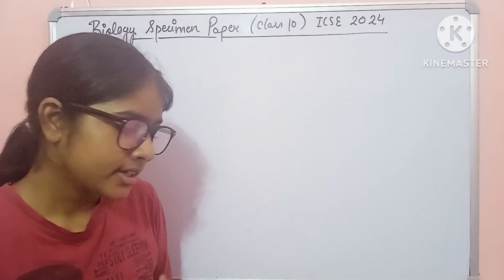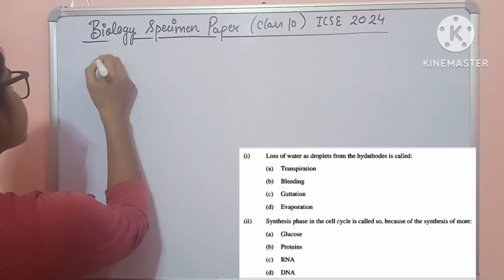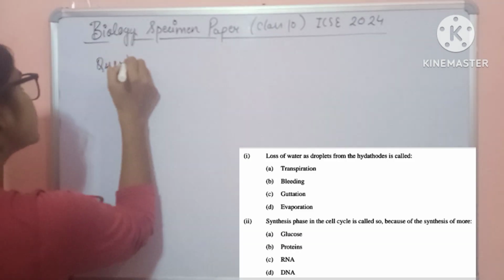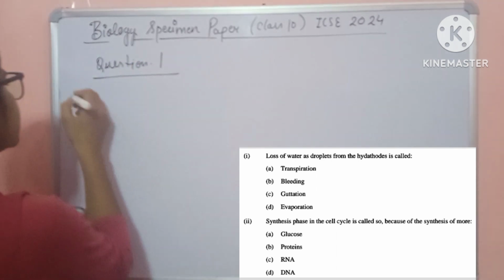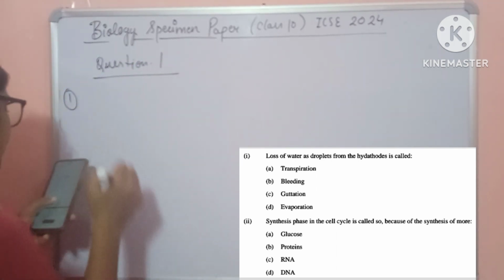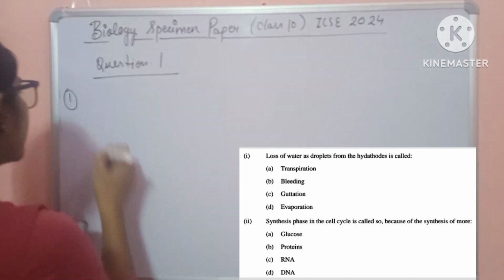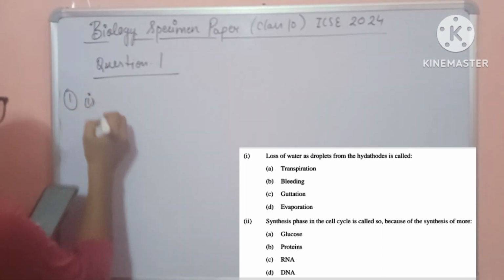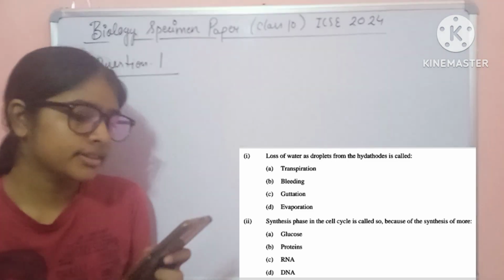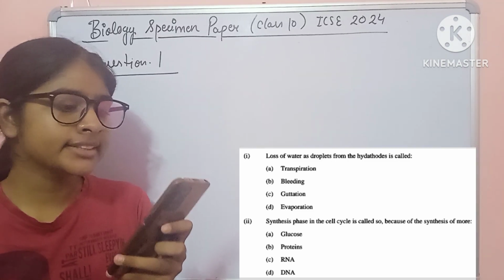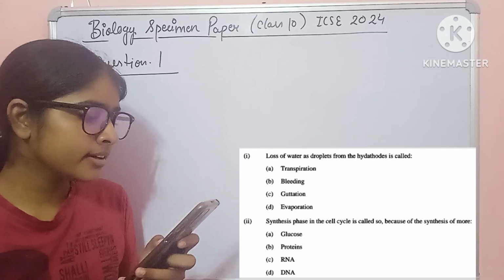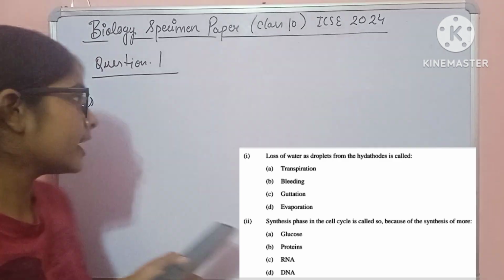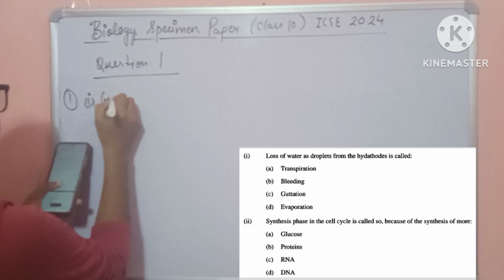So let's start. Question number first, the first part. It includes MCQ. Okay, so the first MCQ is: loss of water as a droplet from the hydathodes is called. Options are transpiration, bleaching, guttation or evaporation. The answer is guttation.